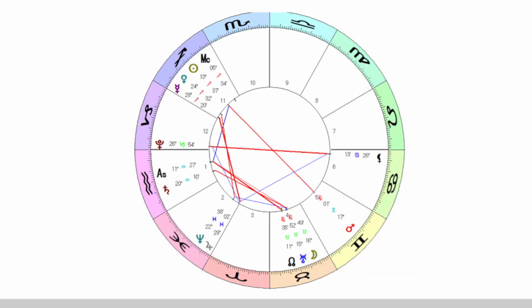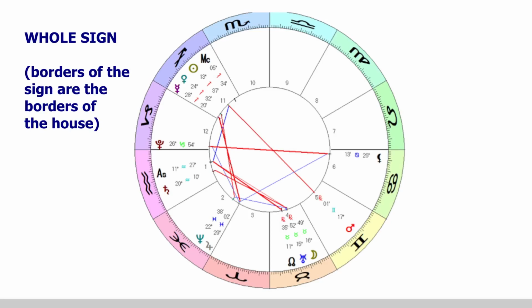Okay, so here we have the wheel pulled up in whole sign housing, which is the same system that I've shown you guys throughout this course. So what do I mean by whole sign housing? This might be more clear when I start showing you other house divisions, but basically the border of the house is also the border of the sign. So that's what whole sign house system is.